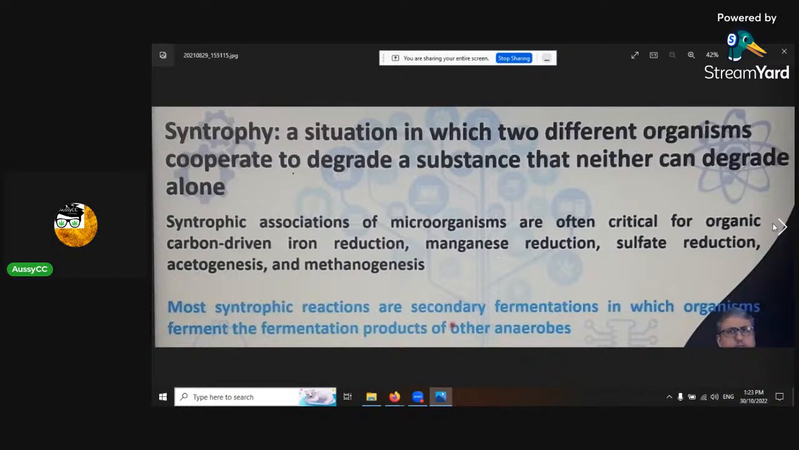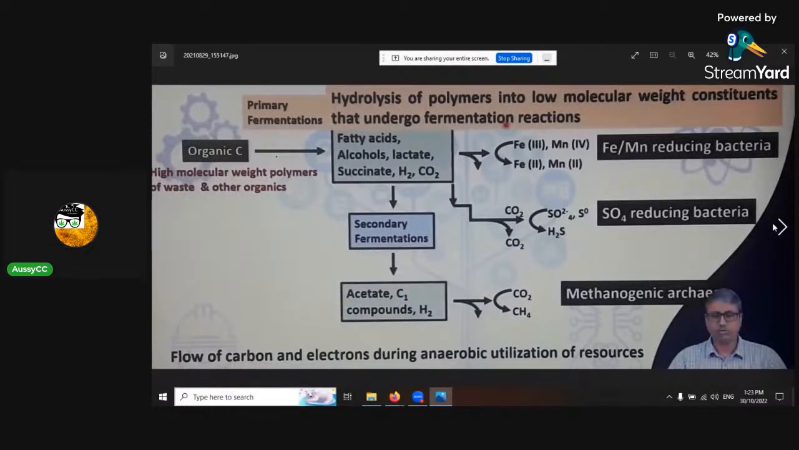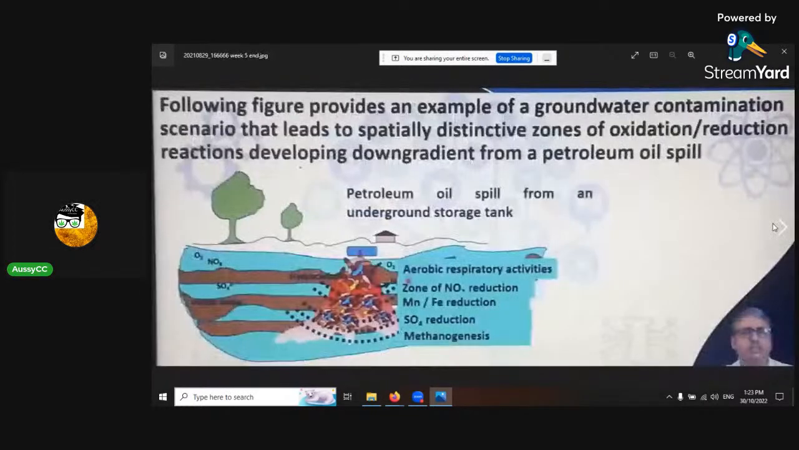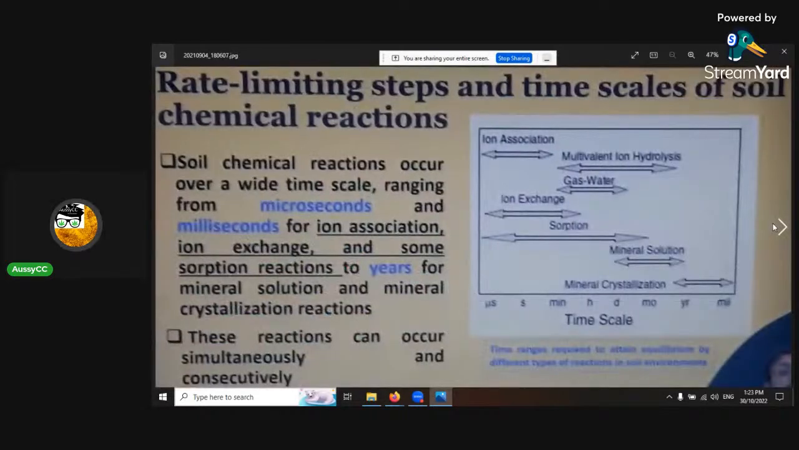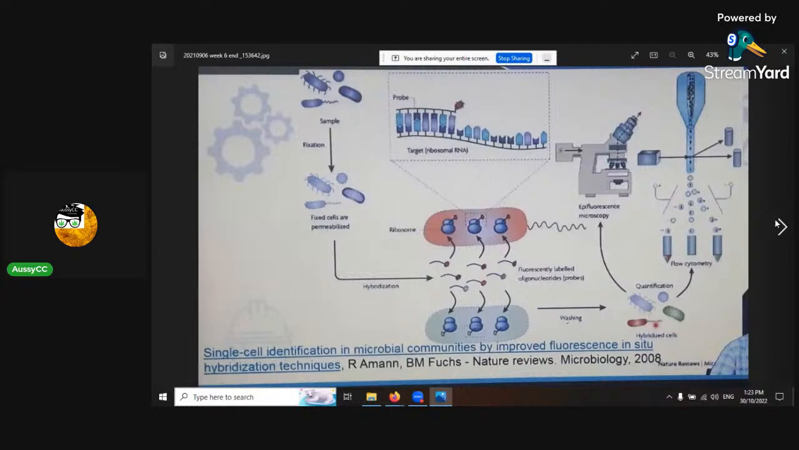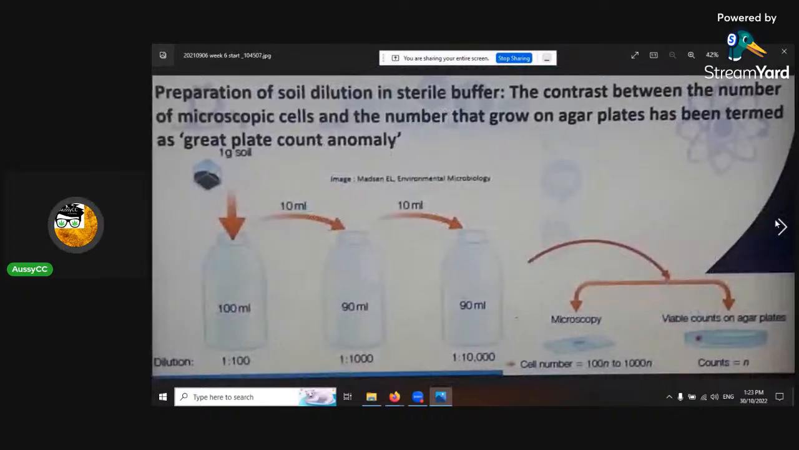Syntropy. All right. And really interspecies hydrogen following a spill. That's how it works. Rate limiting steps. Single cell identification in microbial communities. Yes, we want to amplify it. qPCR. Preparation of soil. That's how you do most probable, no, not the most probable number, your plate count anomaly. Serial dilution is the word I was looking for.